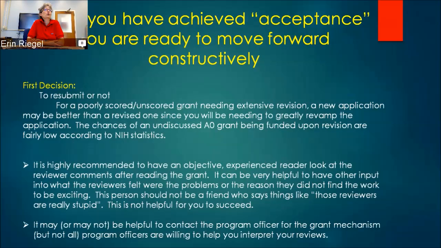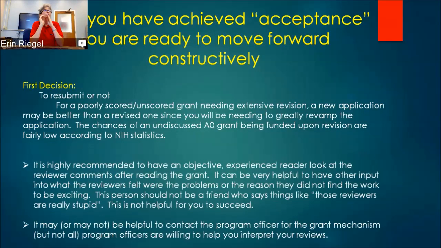If you have a very poorly scored or unscored grant needing extensive revision, this means that your grant was in the bottom 60% of applications. NIH has studied the statistics on this. The chances of an unscored grant moving into a funded grant on the single resubmission allowed to us is relatively low. Now, I'm not saying it's impossible. I personally have had a triage grant get funded on the next round. But you should understand that the odds are against you of making the pay line on the next submission if the first submission was unscored, particularly in institutes where that pay line is under 10%.